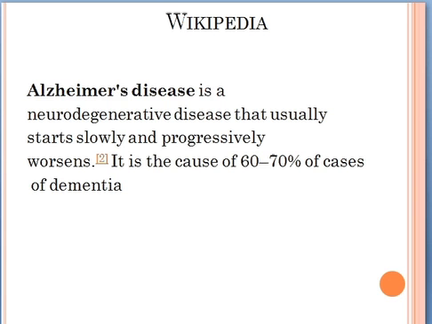Alzheimer's disease is a neurodegenerative disease that usually starts slowly and progressively worsens. It is the cause of 60 to 70% of cases of dementia.